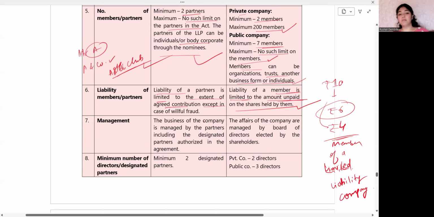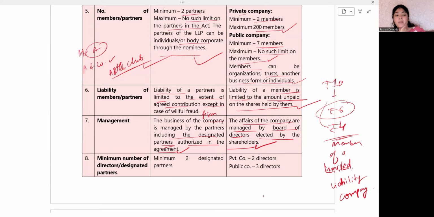Management: business of the firm is managed by the partners, including the designated partners authorized in the agreement. Instead of company, this should be firm. Firm is managed by partners and they can also be designated partners. Affairs of the company are managed by the board of directors elected by shareholders. The board of directors will be managing the business and they are elected by the shareholders. You, me, who all are subscribers or shareholders of that company will make the board of directors.